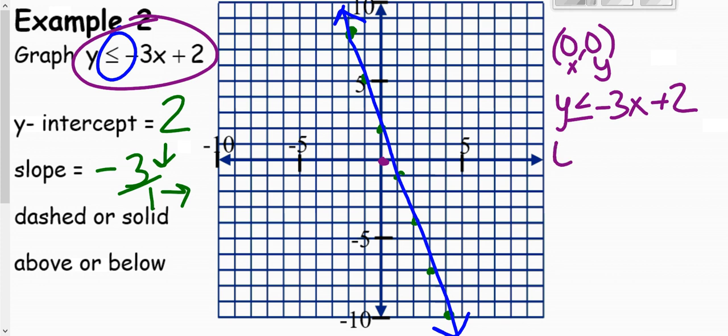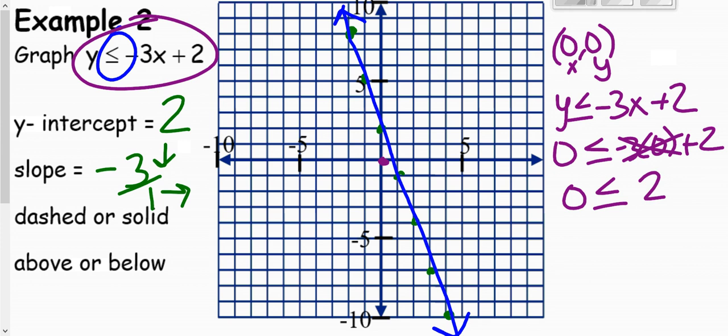So we're going to say 0 is less than or equal to negative 3 times 0 plus 2. So this cancels. I get 0 less than or equal to positive 2. Is that true? Yes. So I can shade the side where that line is. Now, this is also a less than.